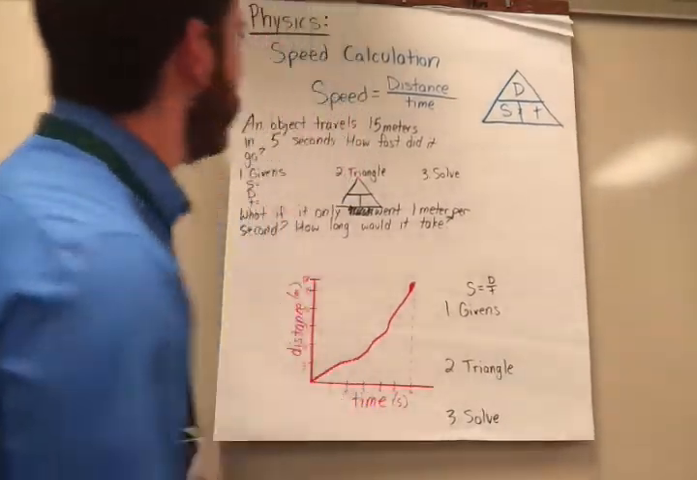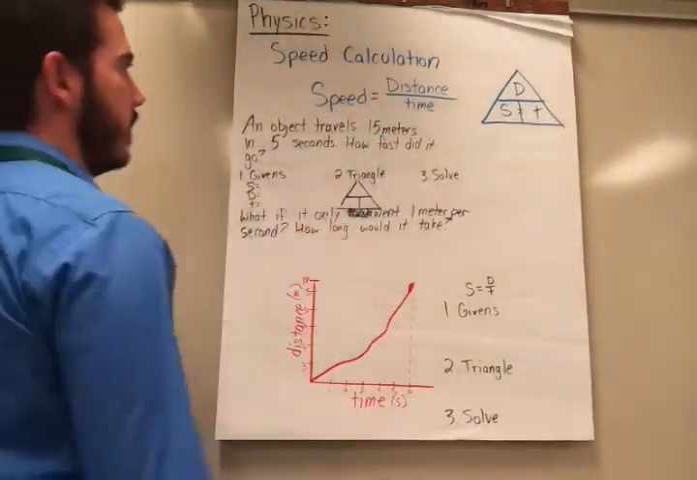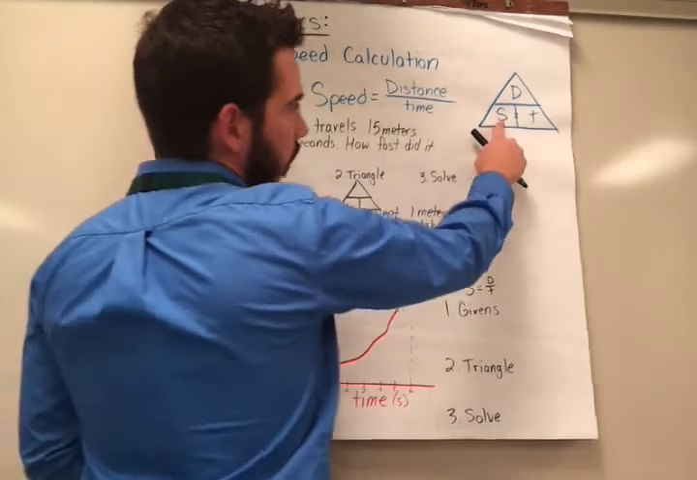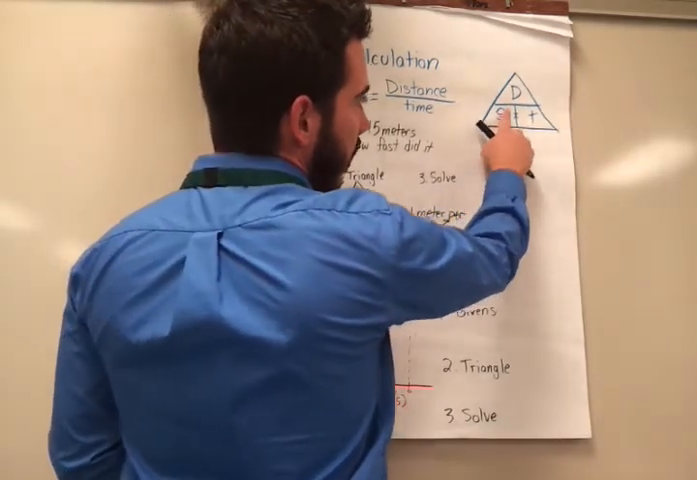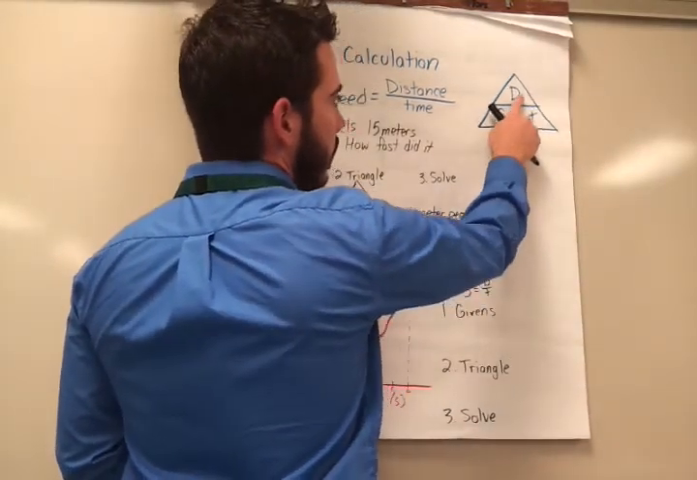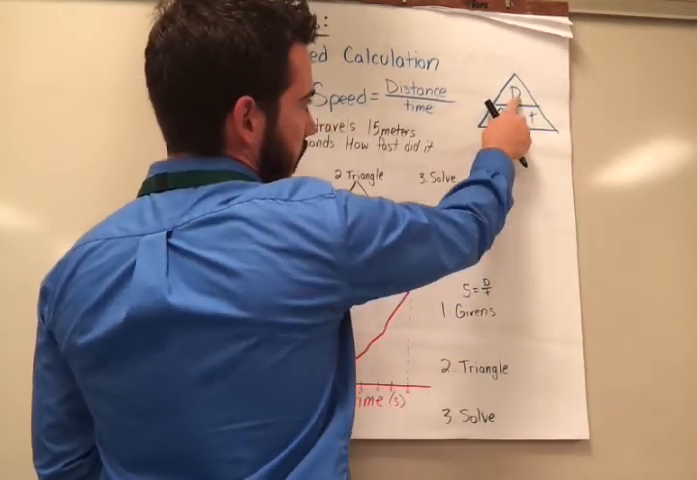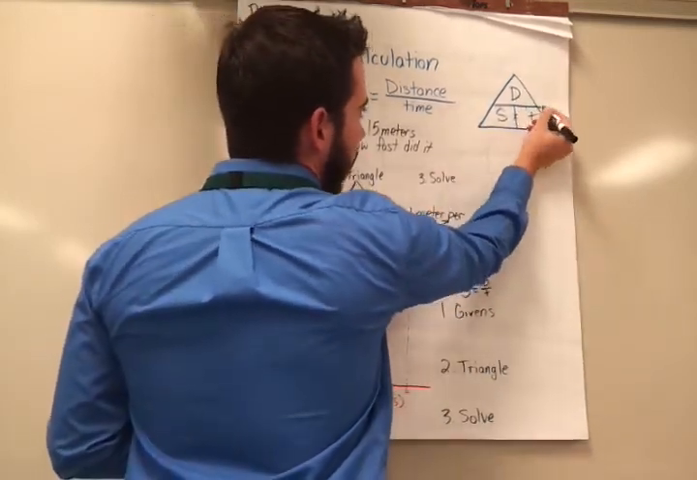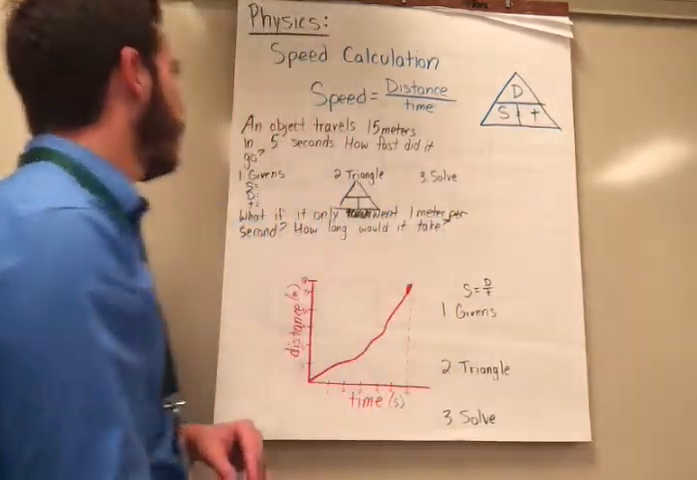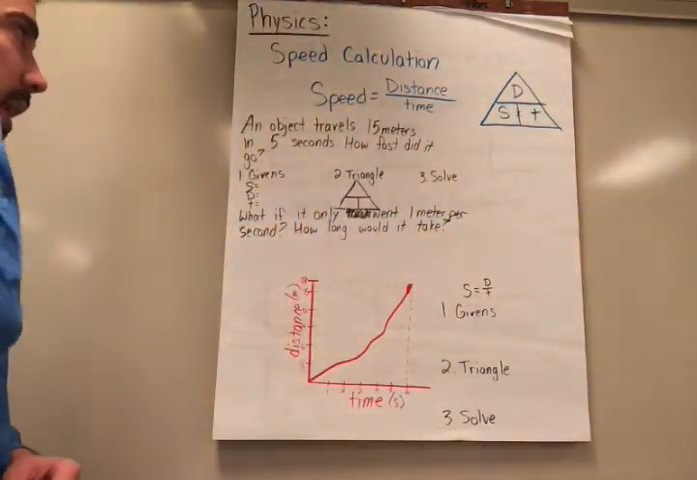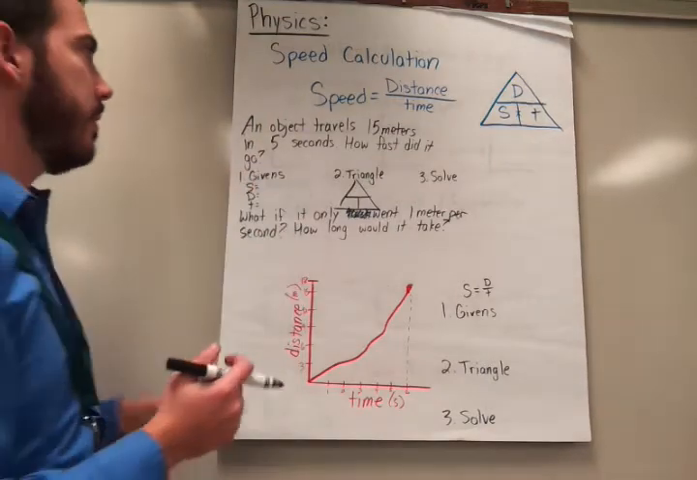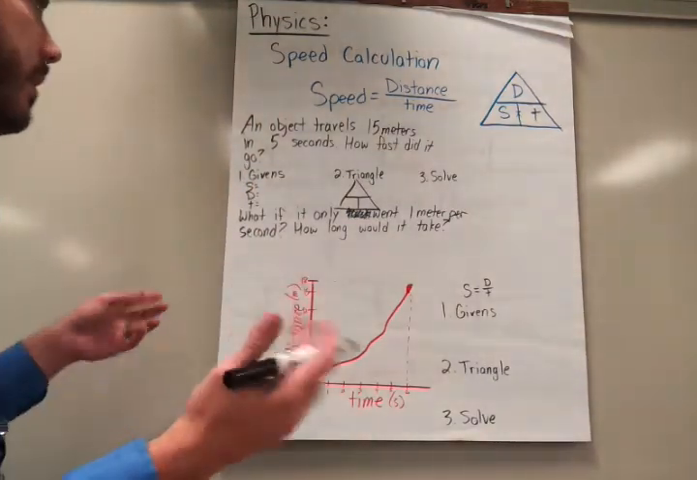Speed calculations. So speed is equal to distance divided by time. The only way to do it with the triangle is to do speed on the left, distance on top, and time on the right. So speed equals distance divided by time. So just to give you an example about how to calculate that, an object travels 15 meters in 5 seconds. How fast did it go?